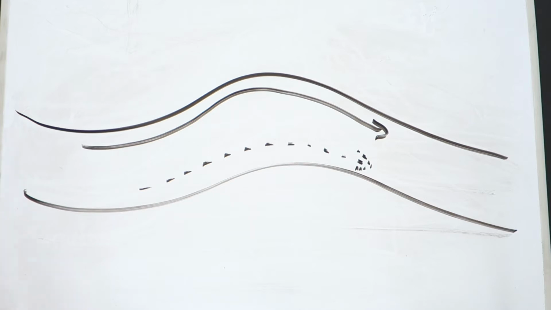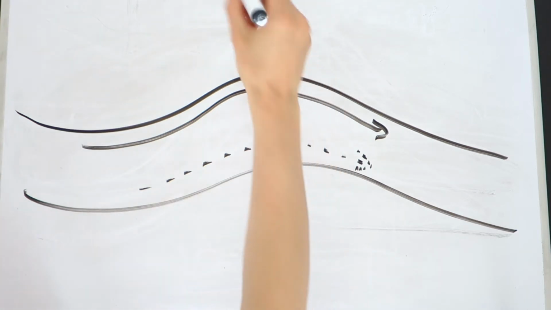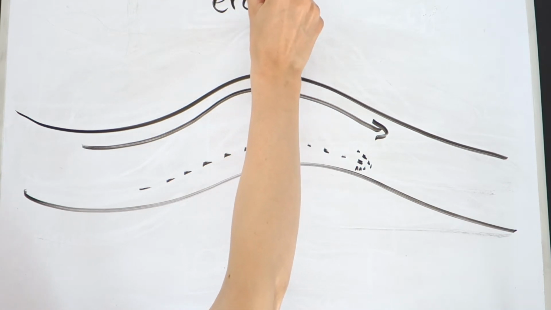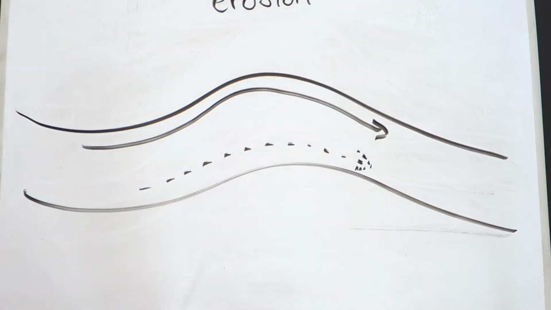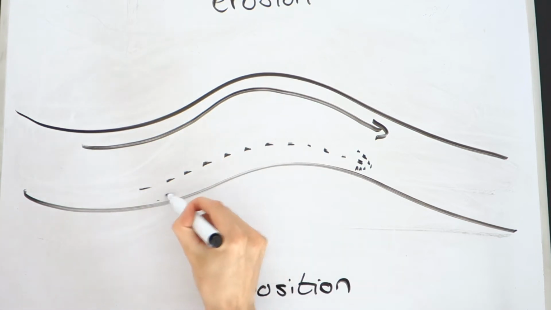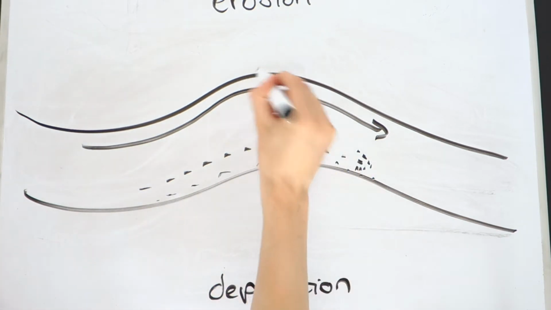When rivers have a high velocity, they've got lots of energy. So what do they do? They erode. We get erosion on the outside of the bend, and where rivers don't have a lot of energy, when their velocity is low, what do they do? They deposit. So we get erosion on the outside of the bend and deposition on the inside of the bend. So we get deposition here and erosion here.